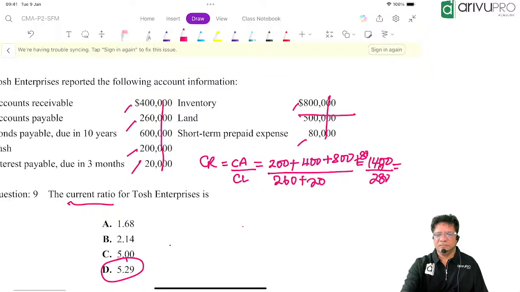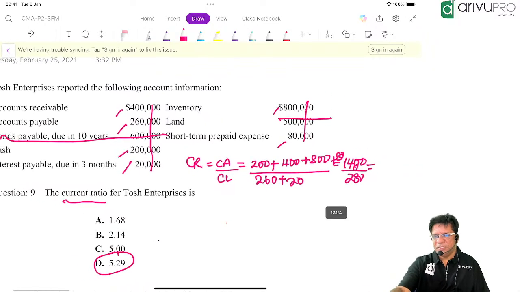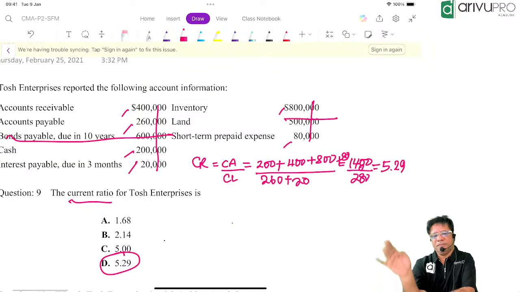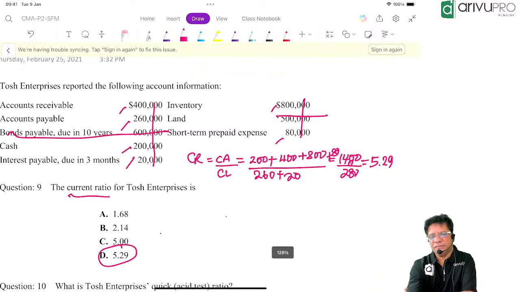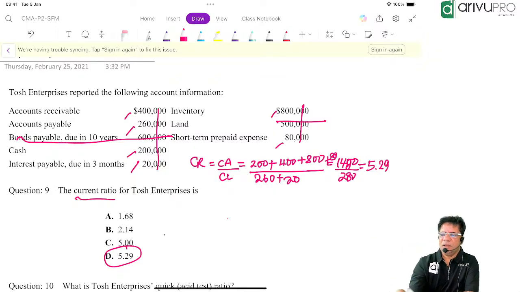1480 divided by 280, 5.29. So cash is 200, accounts receivable is 400, then 800 is inventory, then 80 is the short-term prepaid, and divided by 260 plus 20, 280. That's it. 5.29.